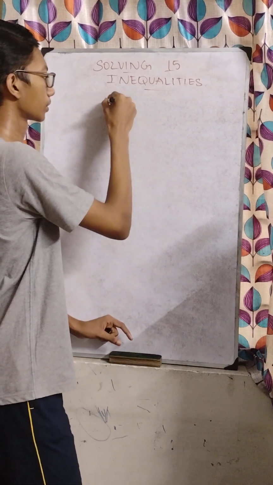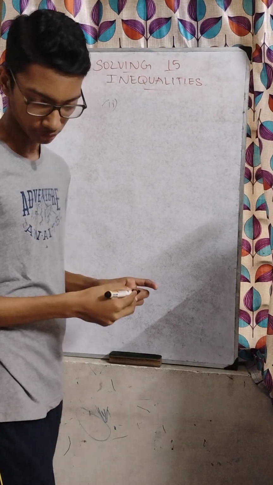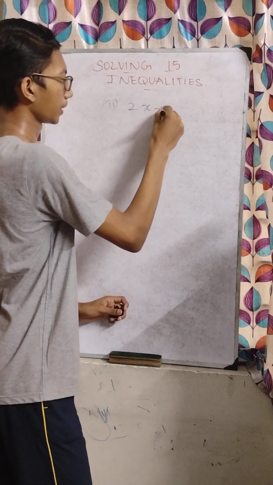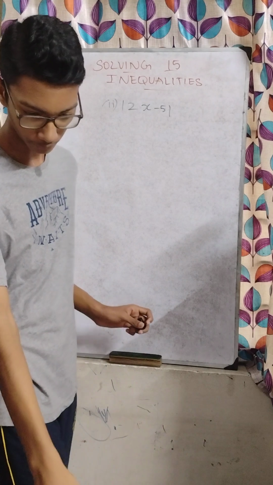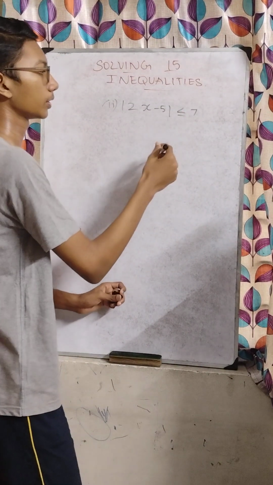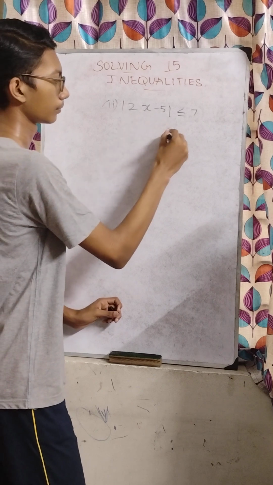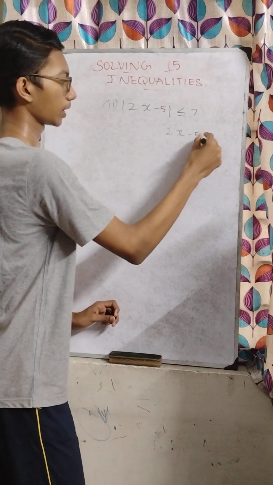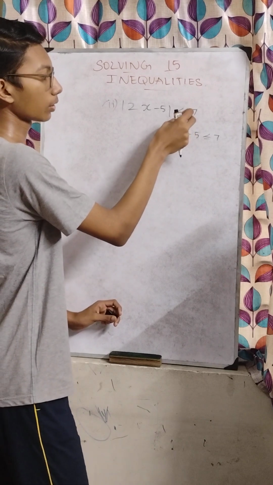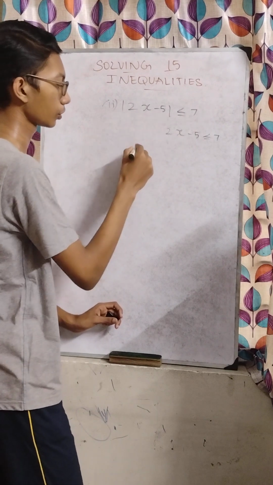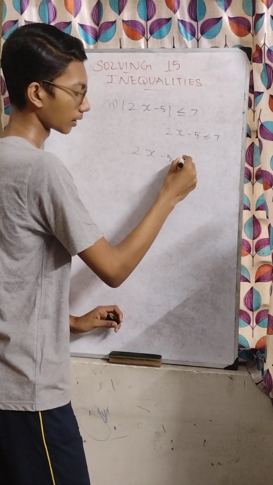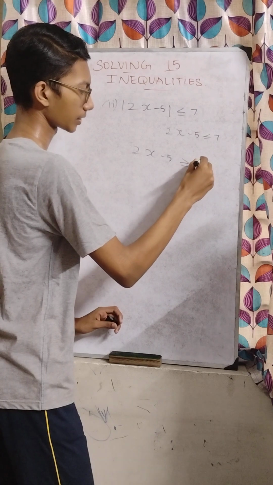Now the next question is the 7th one. The modulus of 2x minus 5 is less than or equal to 7. So this is another thing. Here again, take the same: 2x minus 5 is less than or equal to 7. The next thing is, 2x minus 5 can also be greater than or equal to minus 7.